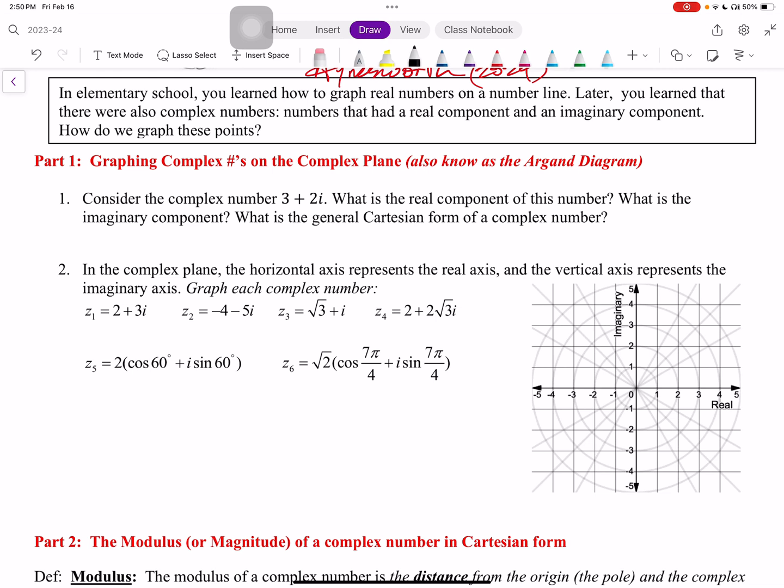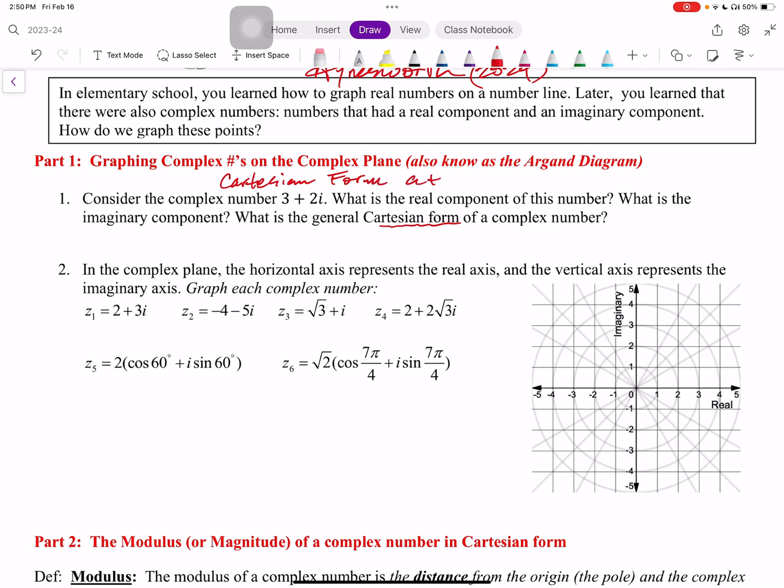So number one, consider the complex number 2 plus 3i. What is the real component, what is the imaginary component, and what is the general Cartesian form? When I say Cartesian form here, I'm talking about rectangular form. Those are the same thing. So let's talk about Cartesian form.